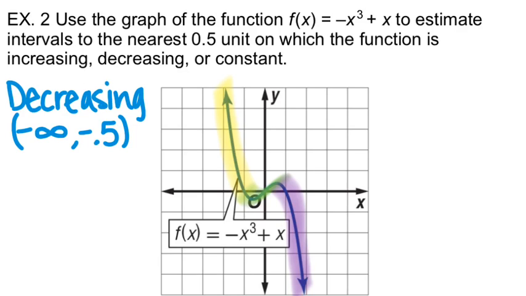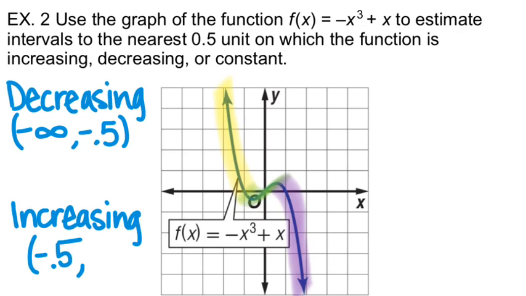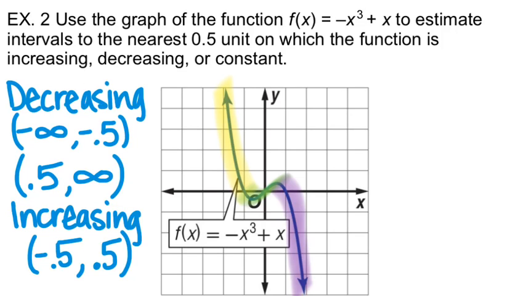Then it turns, and we can see that from left to right at that negative 0.5 spot, it starts going up. So that would be increasing from negative 0.5. And then on the other side of that, where it starts to turn again, that's about positive 0.5. So then the last purple section, we can see that it starts decreasing again. So back in my decreasing, I'm going to put from positive 0.5 all the way to positive infinity.